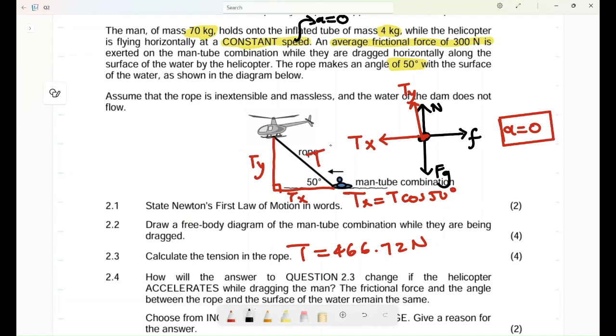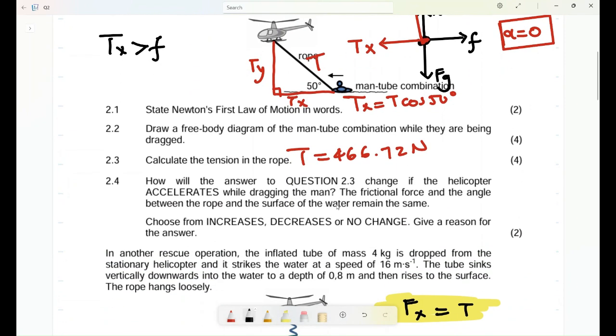If my object accelerates towards the left, it means the tension in the x direction is now greater than friction, which causes an increase in speed. So my tension will increase if my acceleration increases, because now it will be Tx minus friction is equal to ma. For us to have an acceleration in that direction, it means we have a net force, and now Tx should be greater than friction.